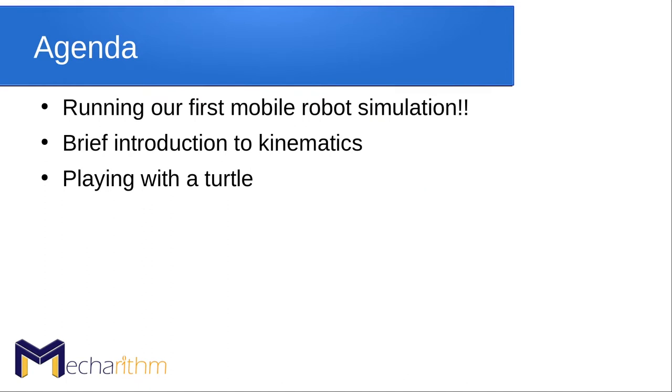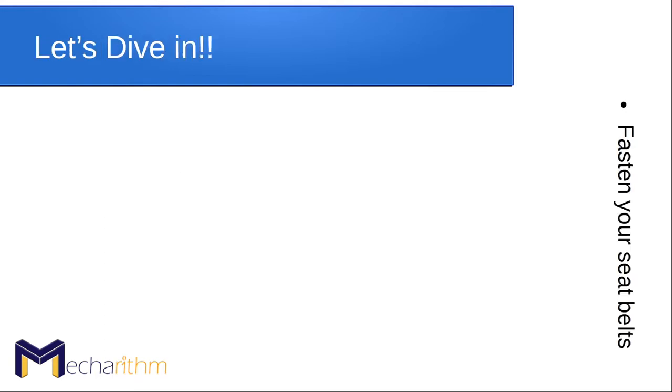So today we will run our first mobile robot simulation, and this is the fun part of the course when you get to actually implement something. And we will have a brief introduction to robot kinematics. What I mean by kinematics is the variables that have to do with the robot motion without considering forces and masses and inertias. We'll get introduced to that in a bit. And then we'll play with a turtle. So we'll have a turtle-like robot, which we'll use to navigate through some environment, and we'll discuss that in a bit as well. So let's dive in.